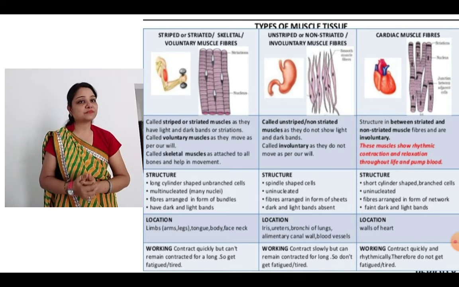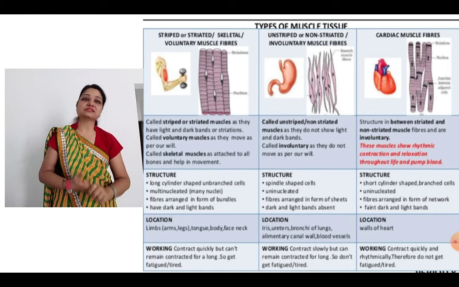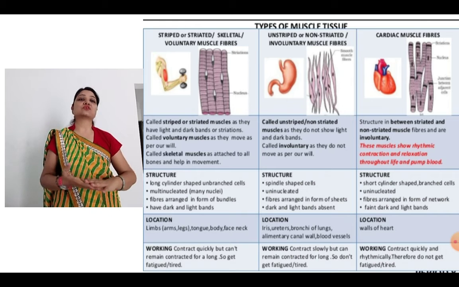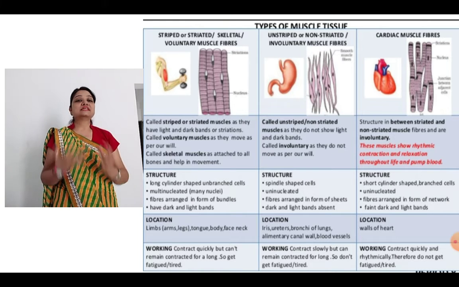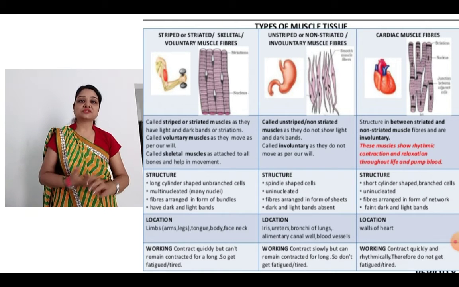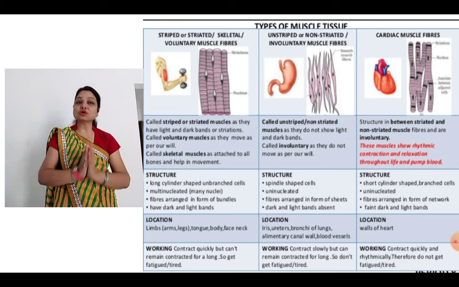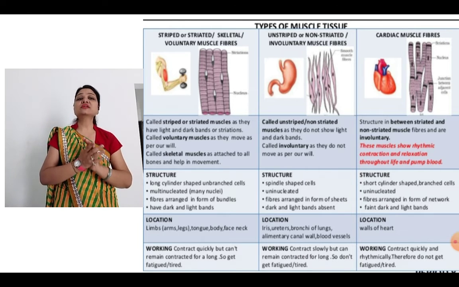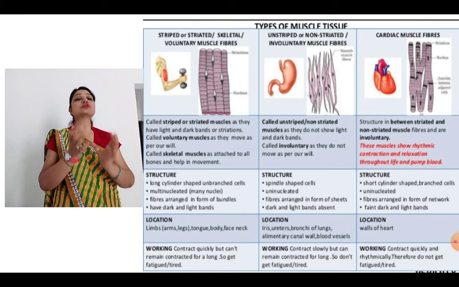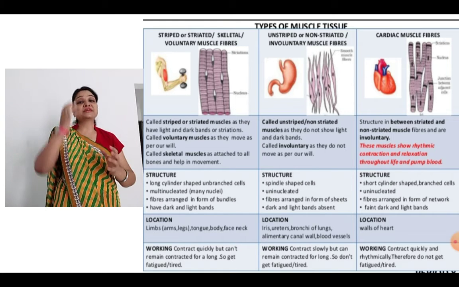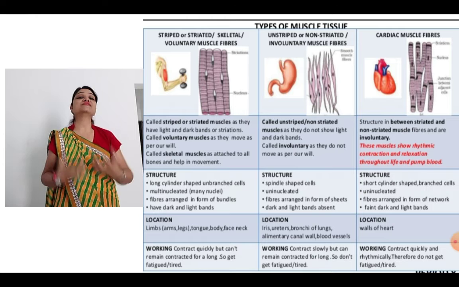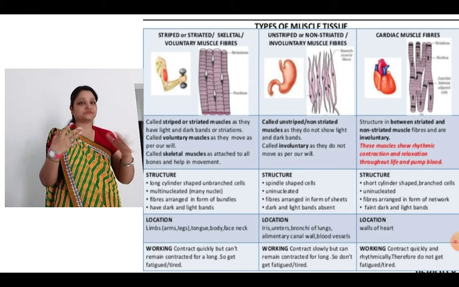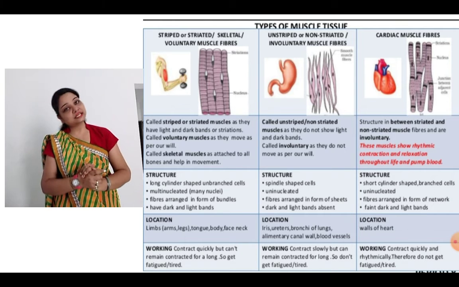The next type of muscles are the unstriated ones, or the involuntary ones, or the non-striated. These are called unstriated, non-striated, as they do not show light and dark bands. See in the figure. They are called involuntary because they do not move as per our will. Means they are present in those organs which are moving without our will, automatically functioning. So they are called involuntary.